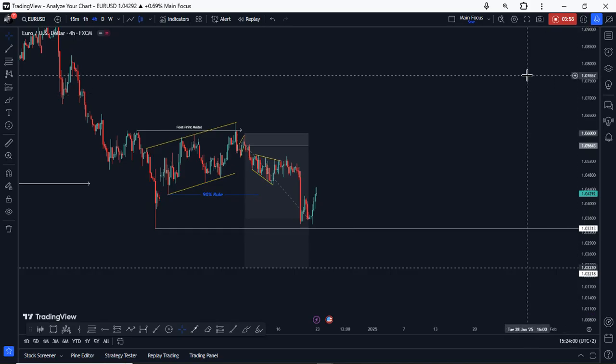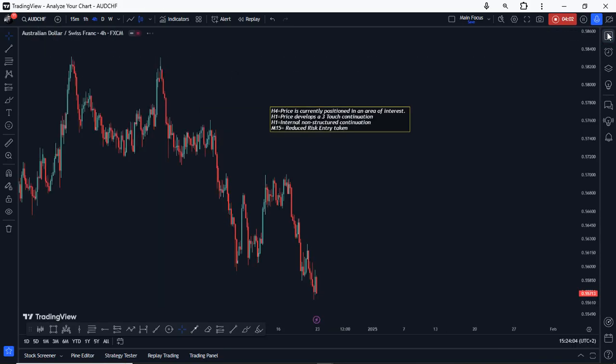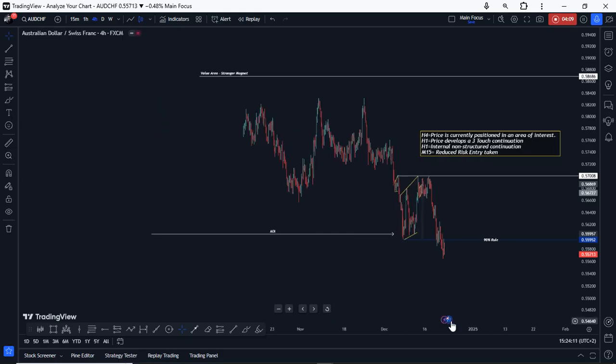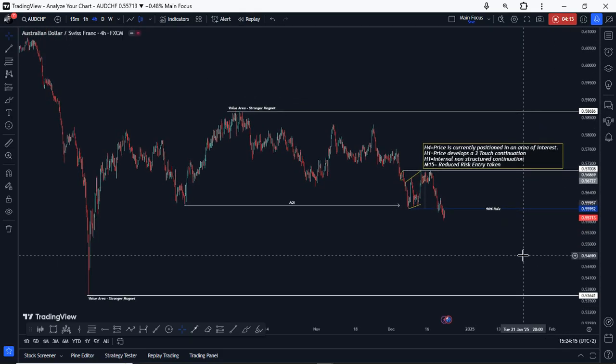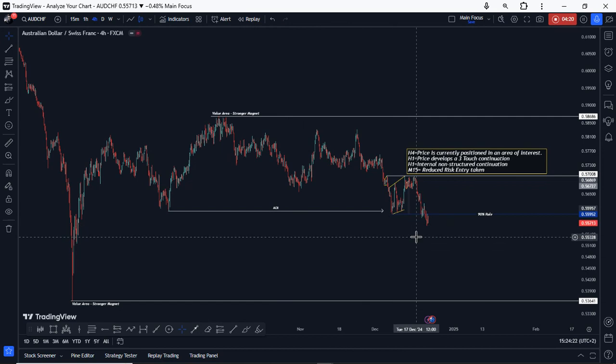Okay, I'll move on to the second trade, which is AUD Swiss. On AUD Swiss, we've got this price action. On this trade, I had taken a loss. This was an unnecessary trade. Okay, I've got the top value area at the top and then the bottom value area. I label this as an area of interest.